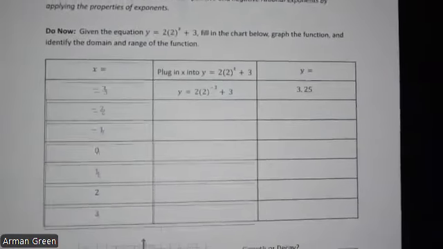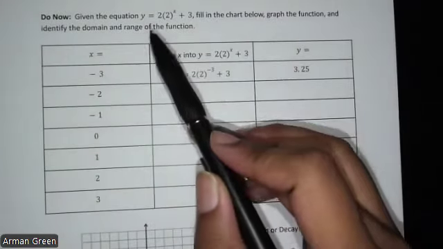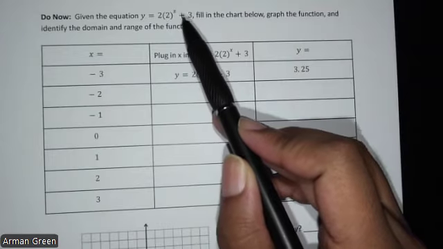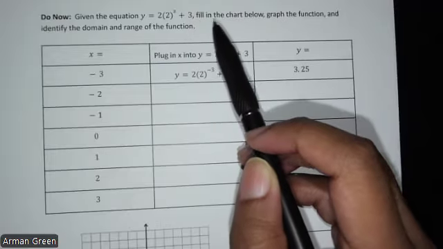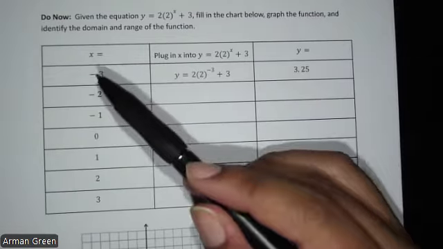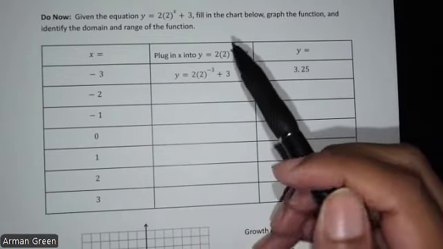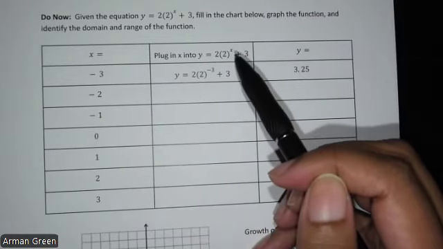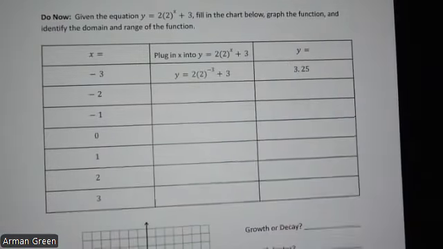For our do now today, you have a function. It is 2 times 2 to the power of x plus 3. The first thing we want to do is fill in this chart. I'm giving you a bunch of x values here. I want you to plug them into your function and see what you get.